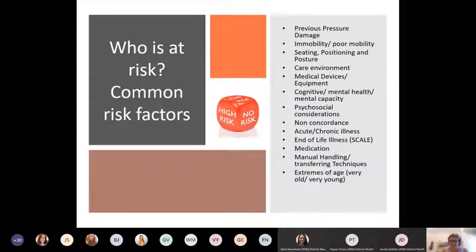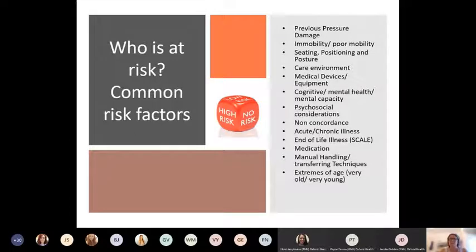So common risk factors, all sorts of things really that can put you at risk of pressure damage. Top of the list, previous pressure damage. When we're assessing people at risk, we should always find out if they've had pressure damage before, because they're at much higher risk of having it again. Clearly, poor mobility, not changing your position, being in one place at the same time, rapidly followed by seating and positioning.